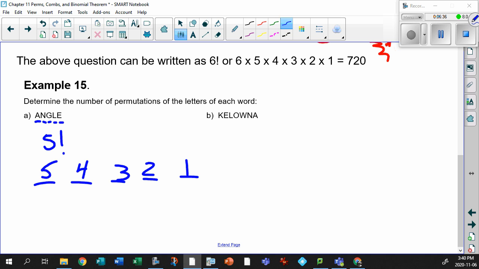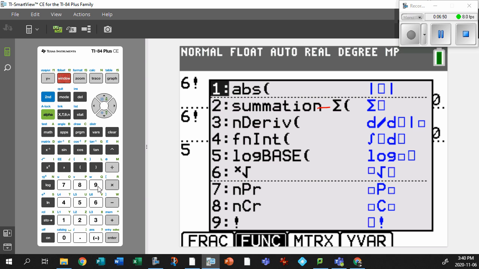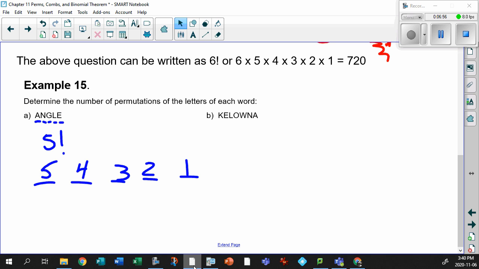And again, you can throw this in your calculator if you want. It's 5, 4, 3, 2, 1. Or you can just go over and just do the factorial thing. And that factorial thing is so much easier. So here we go. 5 and factorial. Alpha 2. There it is. Position 9. There's 5 factorial. Punch it. 120. Makes sense, doesn't it? Okay. So you put down 5 factorial. It's 120. Look at the word Kelowna.